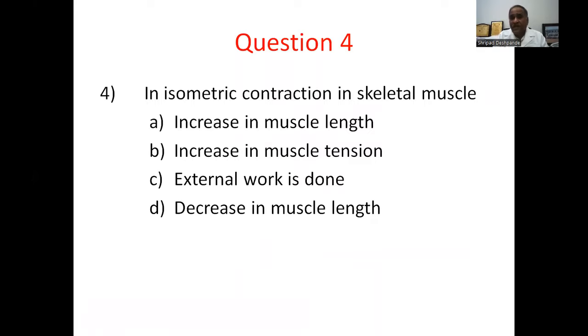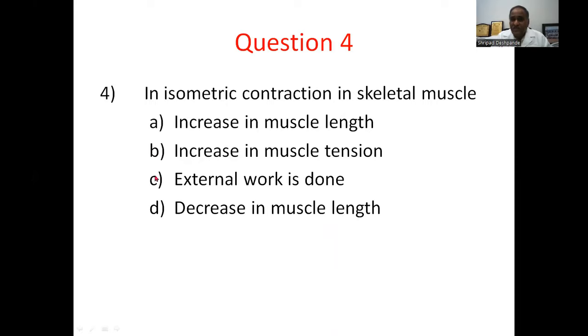Question number four. In isometric contraction in skeletal muscle, option A, increase in muscle length. Option B, increase in muscle tension. Option C, external work is done. Option D, decrease in muscle length. Please note, when a muscle contracts, there won't be an increase in the muscle length. Either the muscle length remains the same or shortens. If the muscle length remains the same, it is isometric. If the muscle length becomes smaller or shortened, this is isotonic. So as it is isometric contraction, the increase in muscle length is not a correct response.